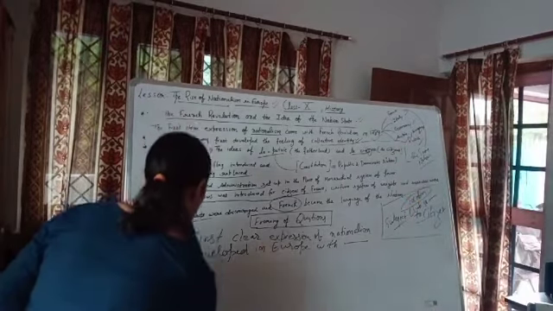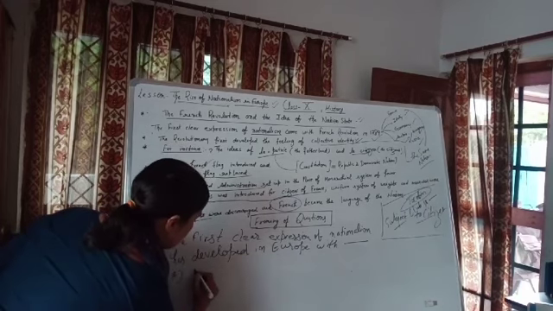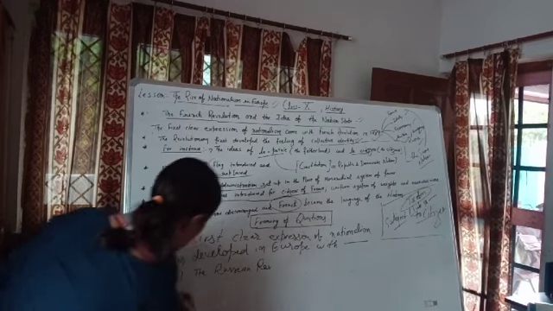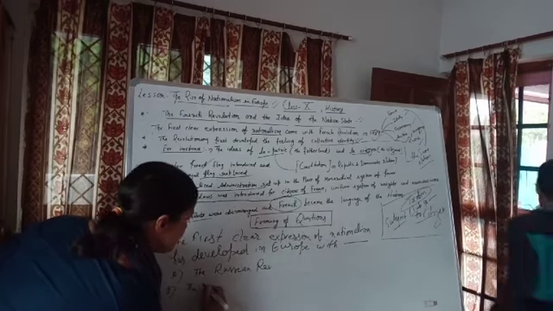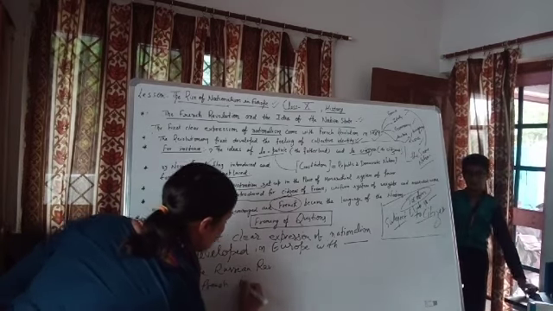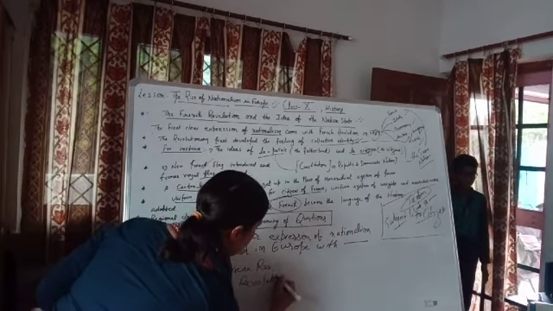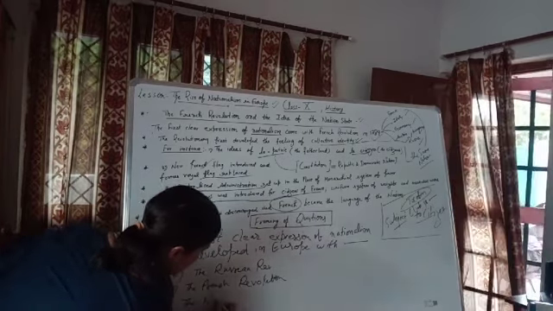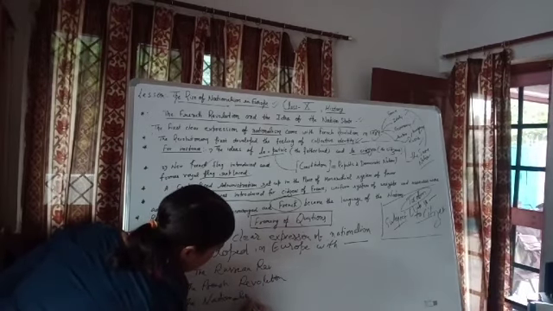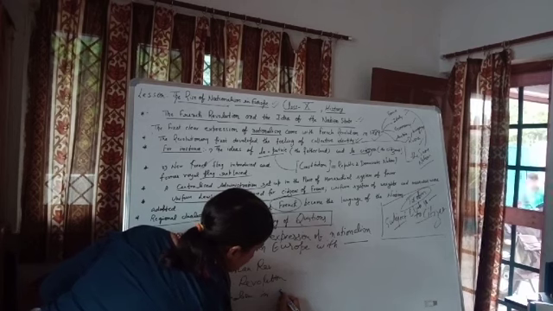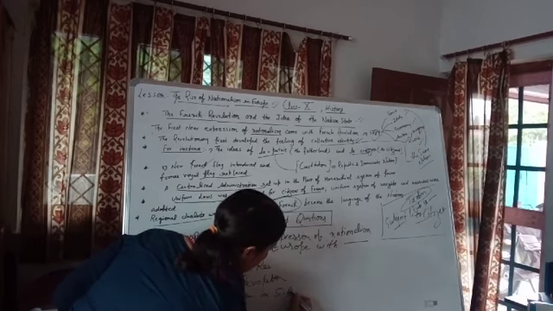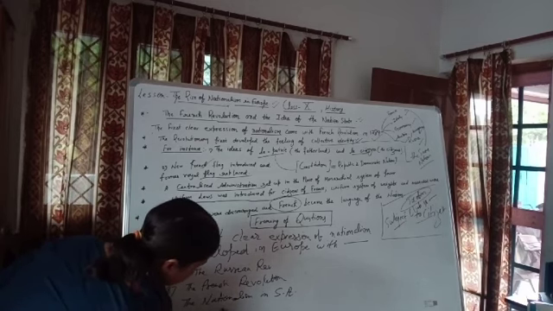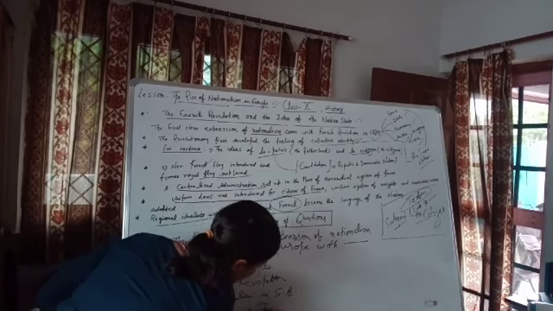Okay. A, the Russian Revolution. B, the French Revolution. You can write C, nationalism in South Africa, or D, nationalism in India.